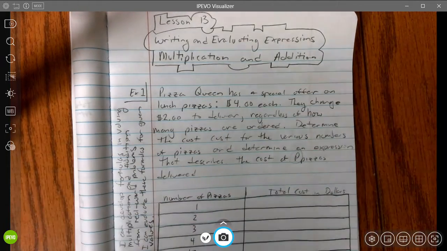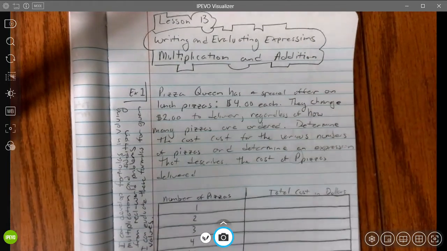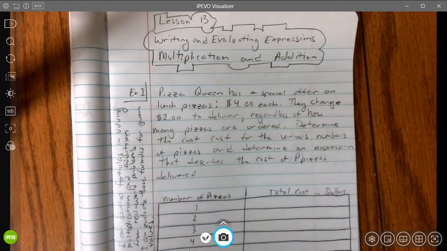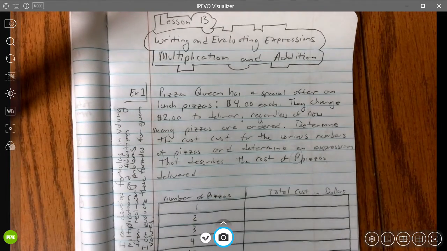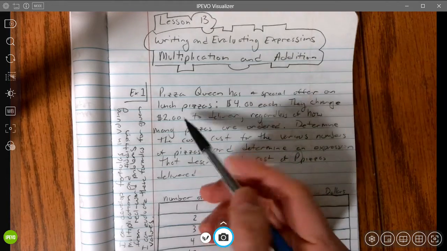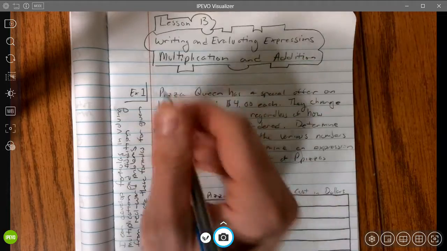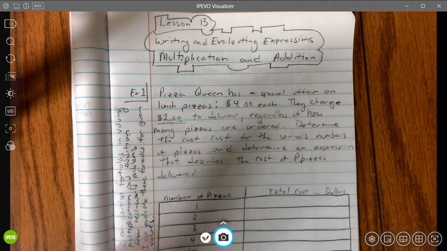So what are they saying here? They're selling pizzas. They got this special on pizzas, and they're $4 each. And you can buy as many pizzas as you want, and they're going to be $4 each. And no matter how many pizzas you buy, whether you buy 1 pizza or 2 pizzas or 100 pizzas, they're going to charge a flat fee or a flat rate of $2.